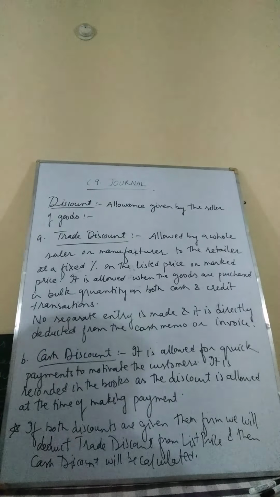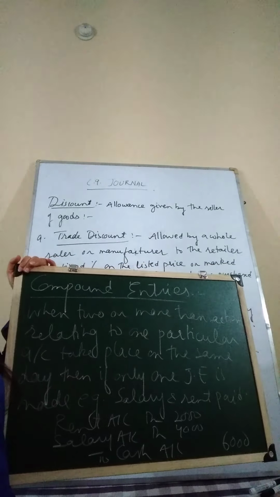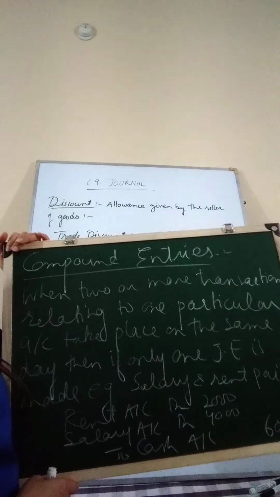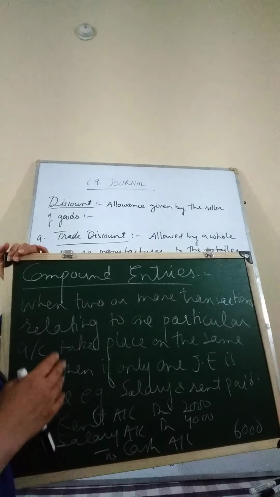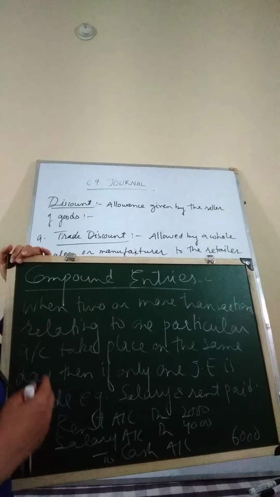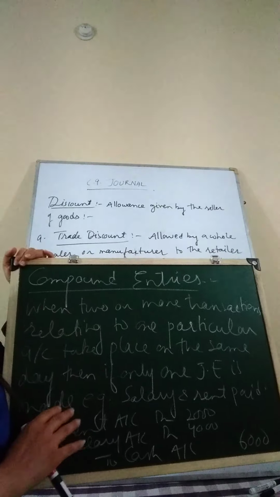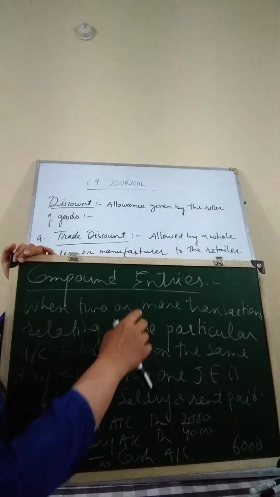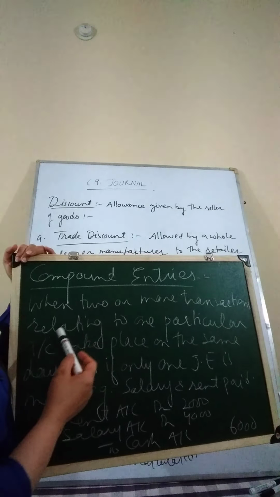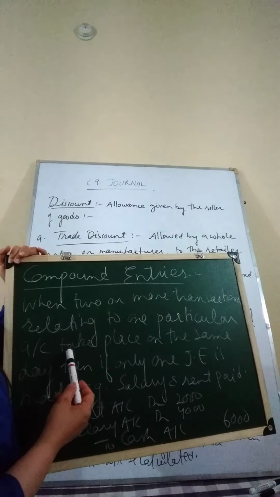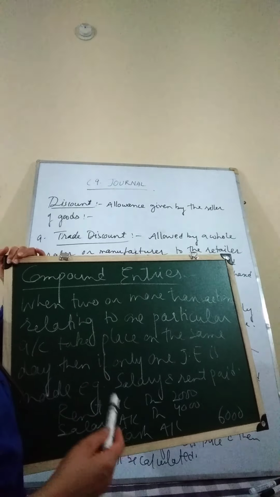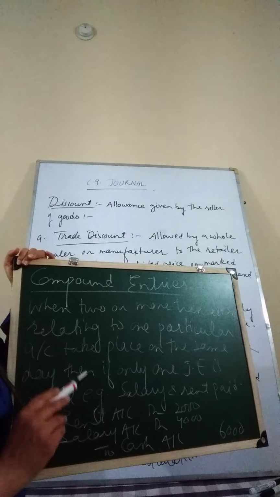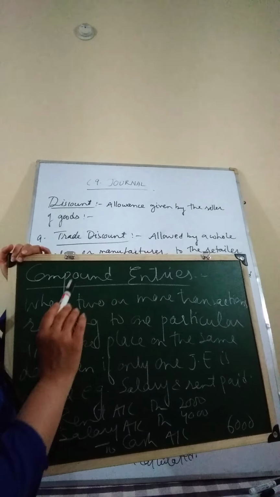Now moving on to one very important aspect regarding this, a compound entry. Up till now, whatever journal entries we have discussed were simple journal entries in which we had only one account on both the sides. On the credit side also one account and on the debit side also one account. Today we are going to discuss compound entries. When two or more transactions relating to one particular account take place on the same day, then instead of passing separate journal entries, we can have a combined entry. That is called a compound entry.